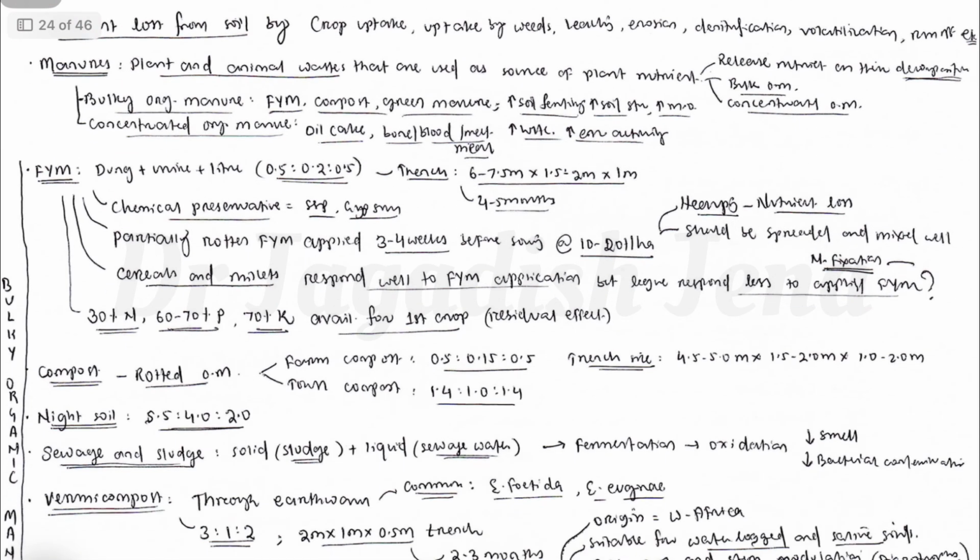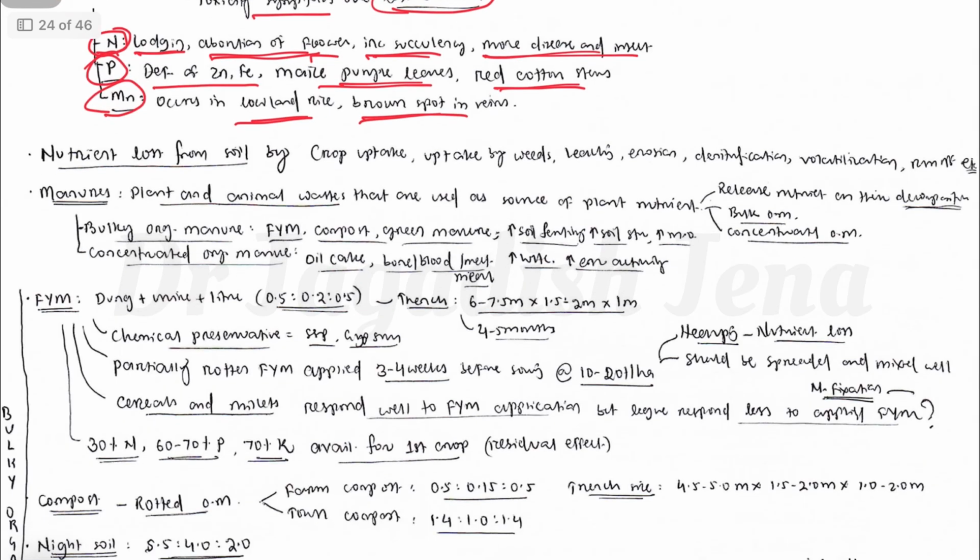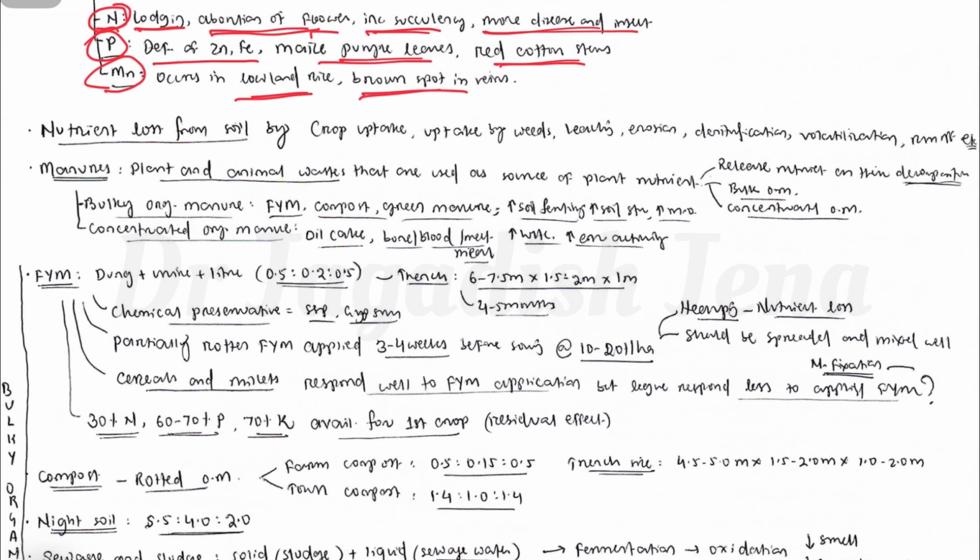Now, how are nutrients being lost from the soil? Nutrients are lost from the soil through crop uptake, which is the major one, and then uptake by weeds as well, because weeds have similar morphology and physiology as the plant, and similar biochemical processes are going on. The nutrients that are essential for plants are also essential for weeds. So weeds significantly take up a huge quantity of nutrients.